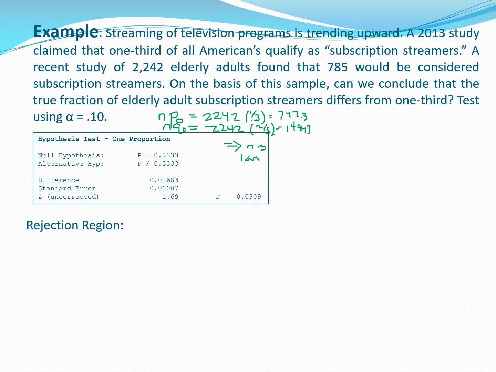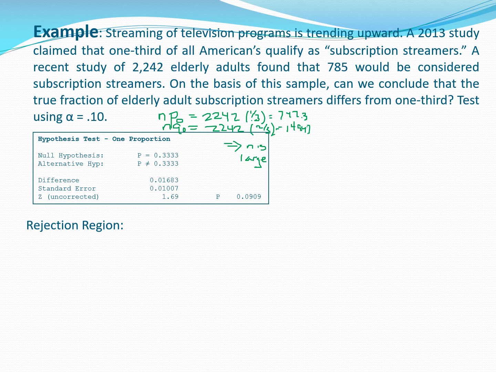30 or more is so much easier to work with. It also doesn't work with proportions. You've got to remember that. If it was means, if I ask these elderly adults how many hours they spend on their subscription streaming per week, and I wanted to estimate the average of that time, this is a large sample because n is greater than or equal to 30.